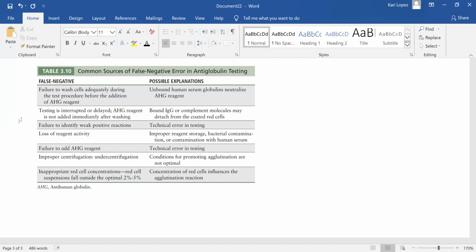Improper centrifugation or under centrifugation. Again, under centrifugation can cause a problem as much as over centrifugation. Labs need to be specific. And then there are inappropriate red cell concentrations, where red cell suspensions fall outside of the optimal 2-5%.